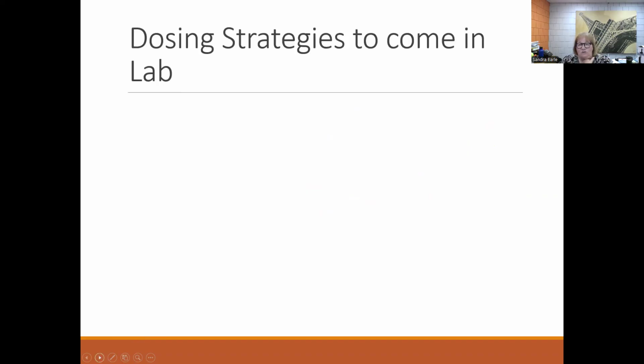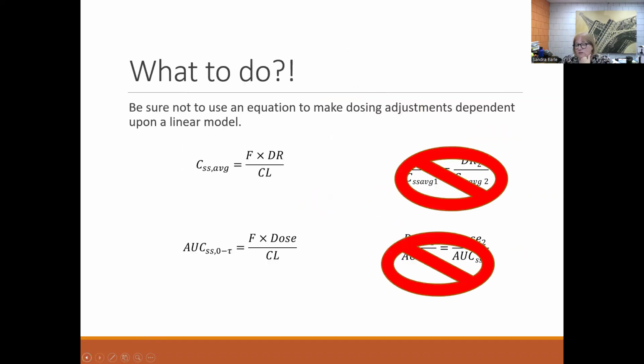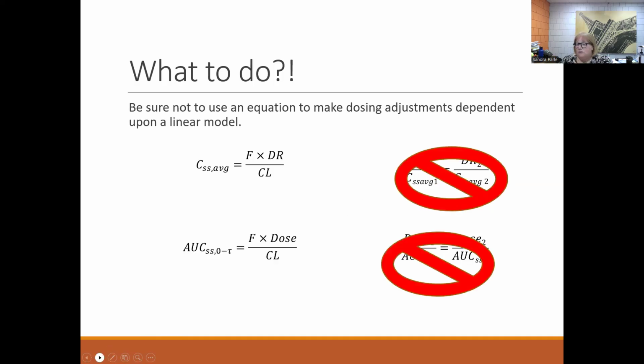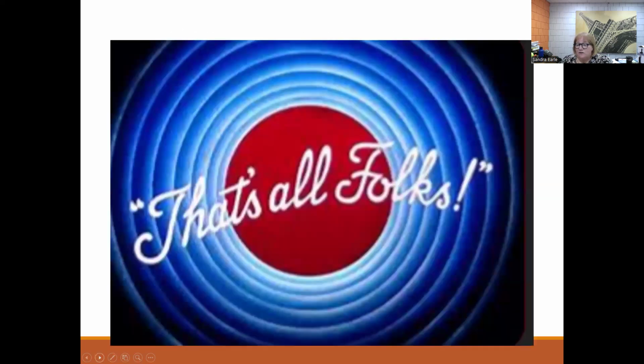So how do you actually dose? If we can't use these equations that we like using, how do we make our dosing adjustments? Well, that's a discussion for another time. We'll discuss that in lab.